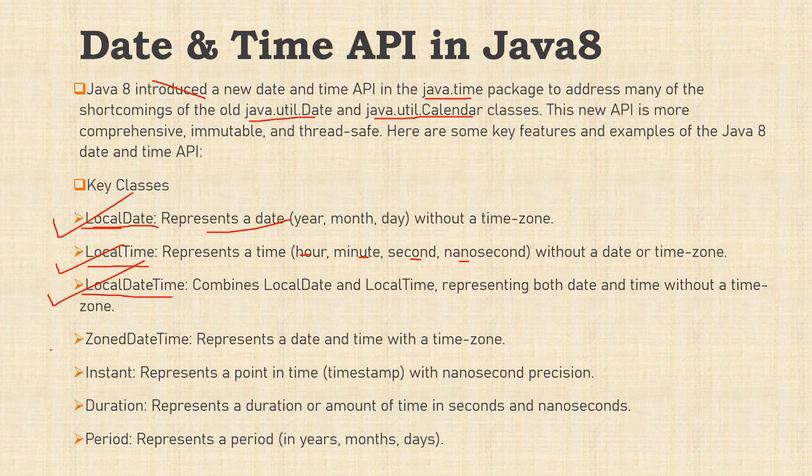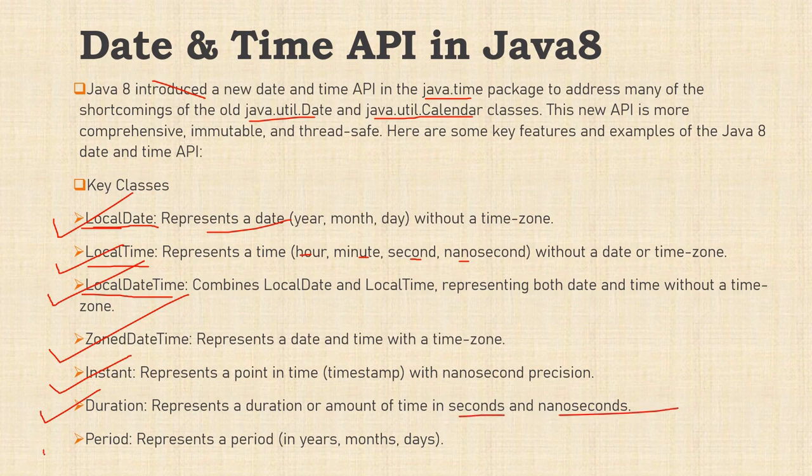So with the help of the time zone you can get the date and time. Instant represents a point in timestamp with nanosecond precision, so we'll get the current time with the help of this Instant. Duration represents an amount of time in seconds and nanoseconds.